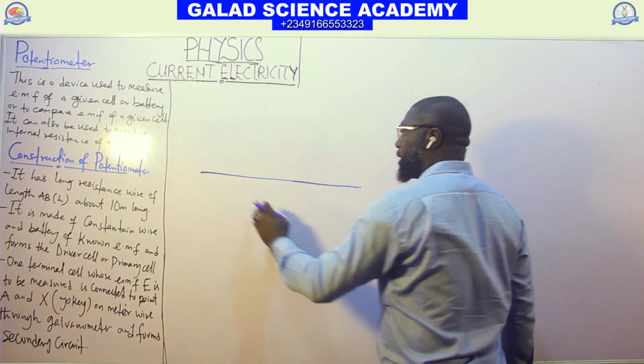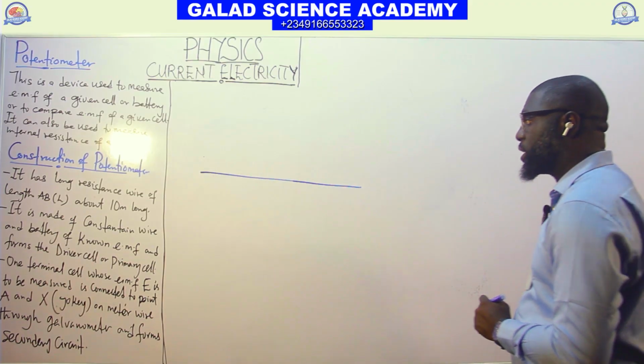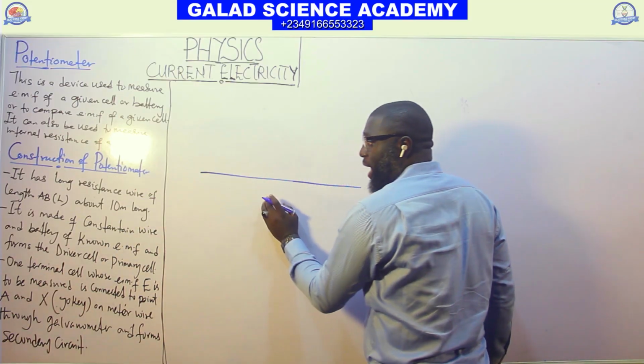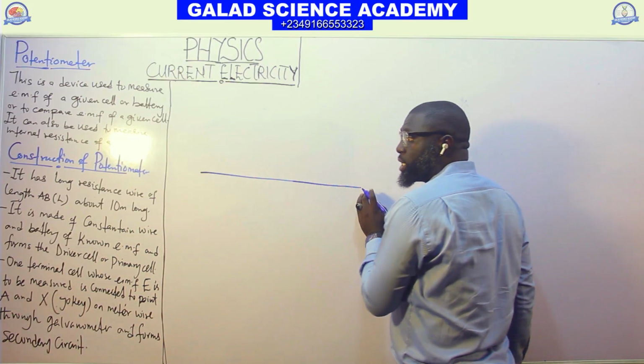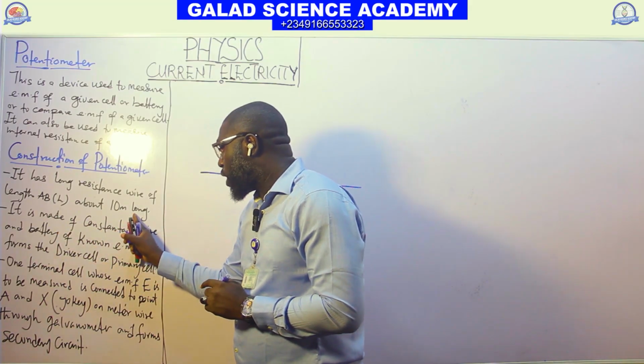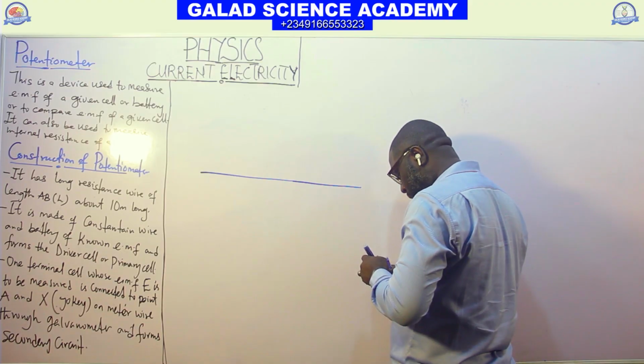Let me do it in this way. It's straight. So look at this: a long resistance wire placed on a meter rule, 100 centimeter or 10 centimeter long. So this is a wire.